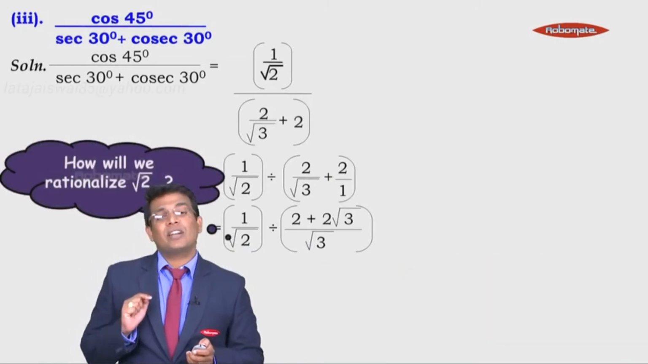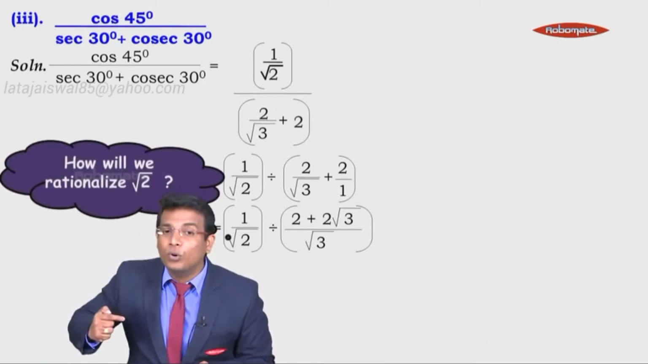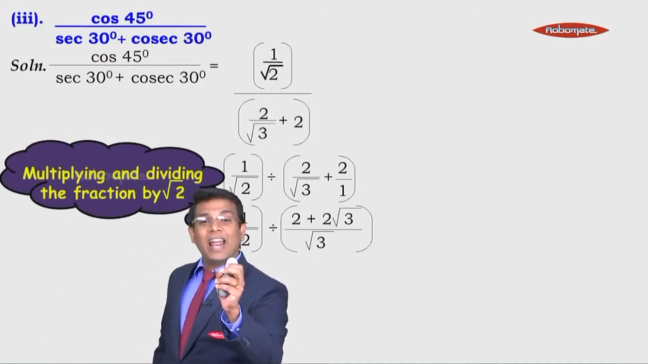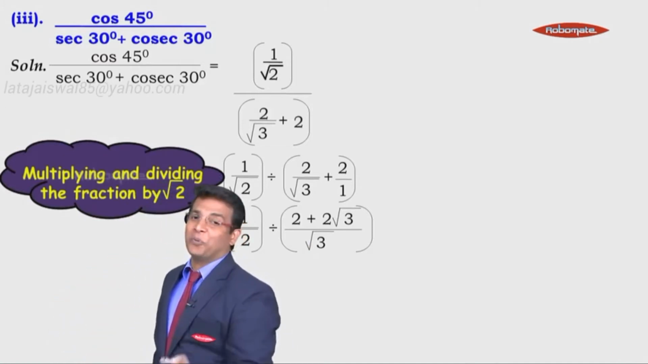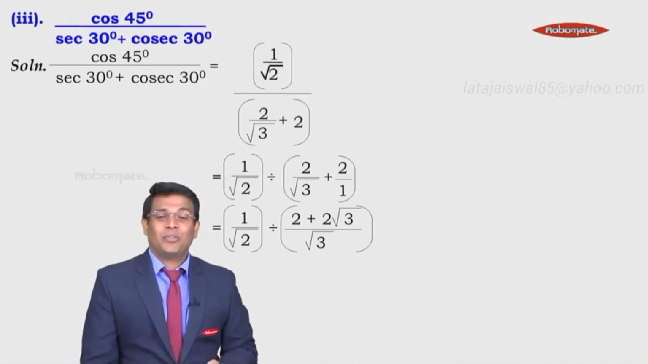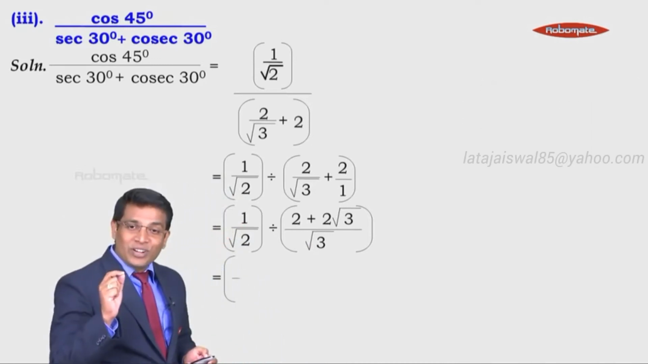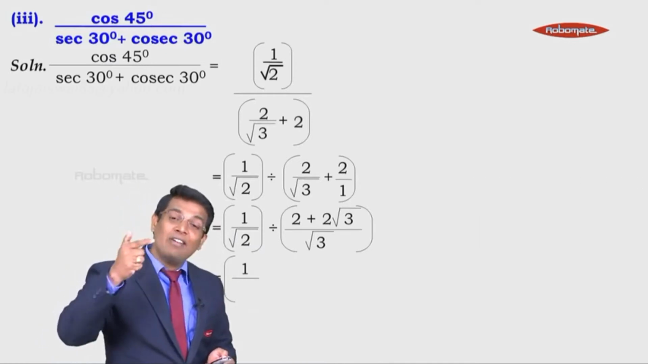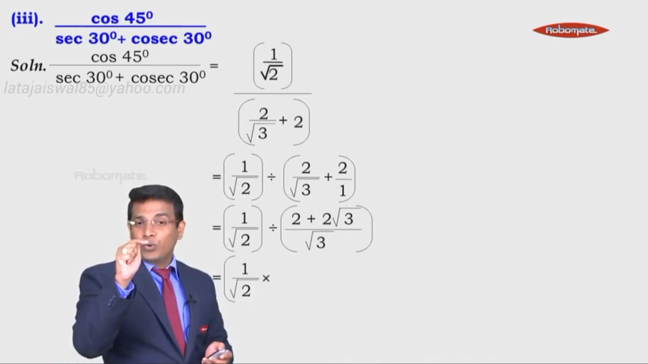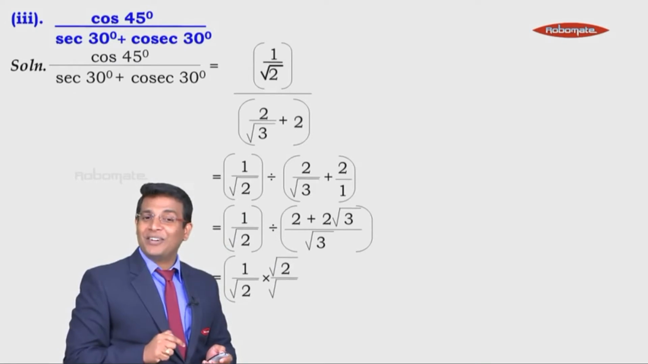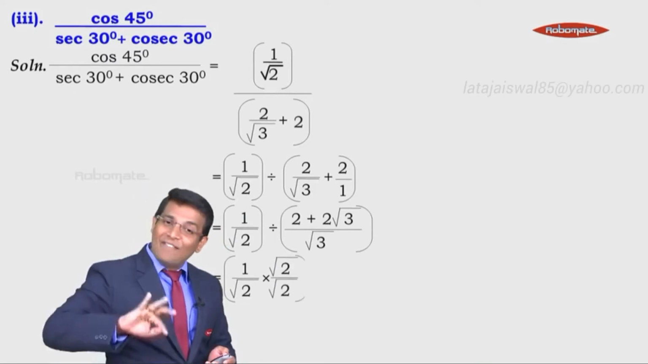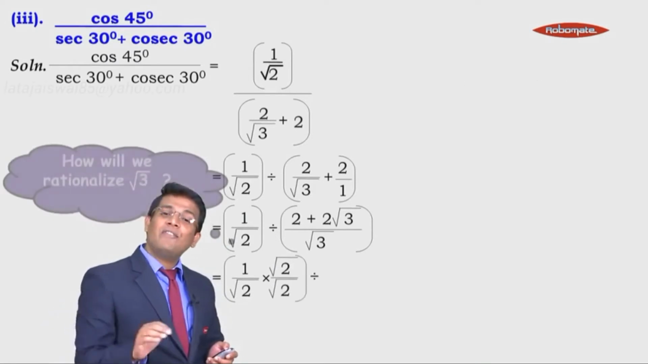But how do we rationalize root 2? For rationalizing root 2, what we need to do is multiply and divide the fraction by root 2. So let's do that. Let's do it for 1 upon root 2. So we write there 1 upon root 2, which we have. Now we are multiplying and dividing by root 2, so into root 2 upon root 2. Wasn't that easy? Simple.